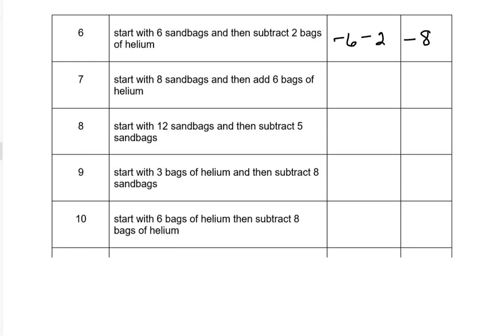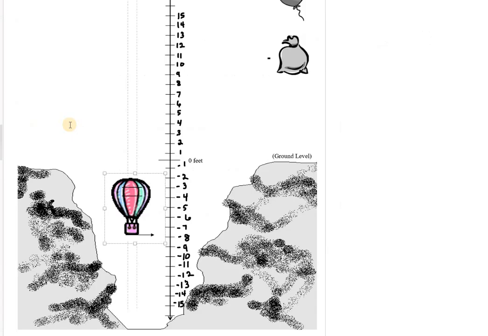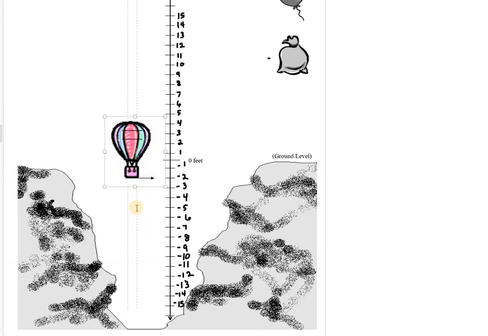Problem 7, I'm going to start with 8 sandbags. It's negative 8. And then I'm going to add 6 bags of helium. So negative 8 plus 6. So I'm going to start down here at negative 8. And I'm going to add helium. So when I'm adding helium, my balloon is going to rise. And it's going to go up 6 places. So I'm going to end up at negative 2.